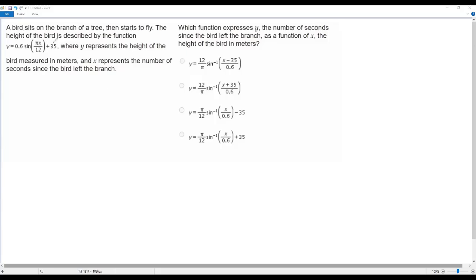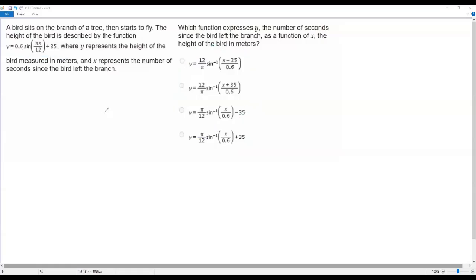So whatever y and x represent in the given function have been switched in the question. In the given function, y represents the height, but in the question, y represents the number of seconds, and in the given function, x represents the number of seconds, but in the question, x represents the height of the bird. So one of the functions in the options must be the inverse of the given function, because the roles of y and x are switched.